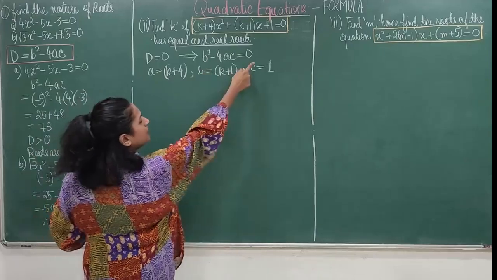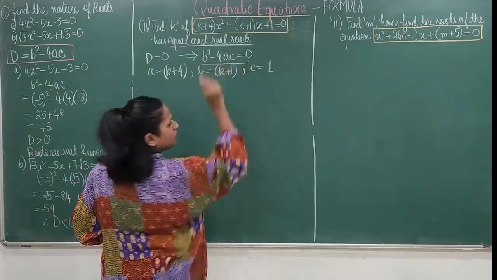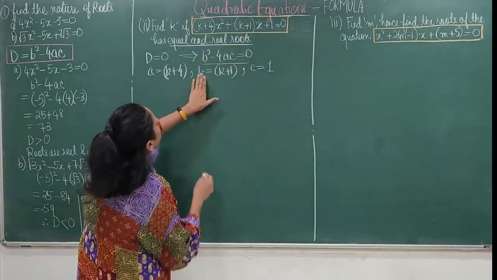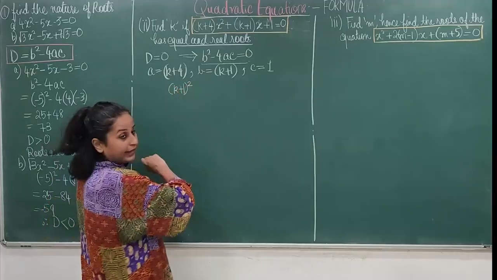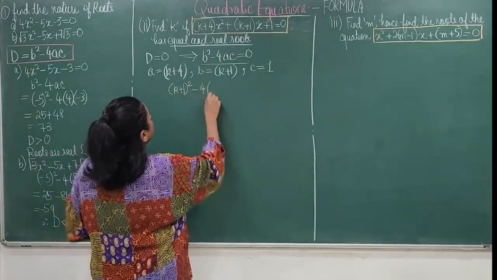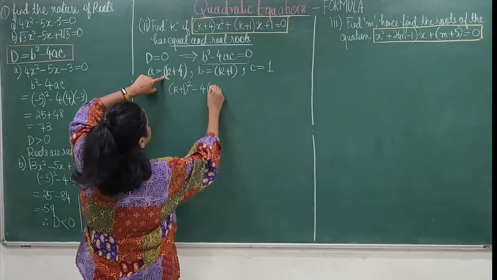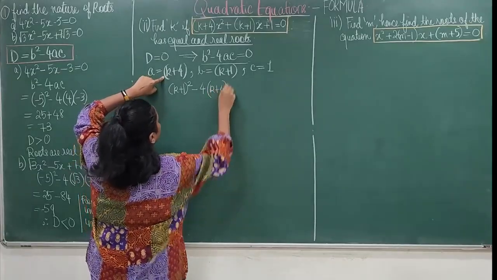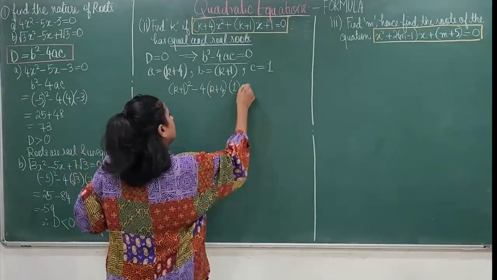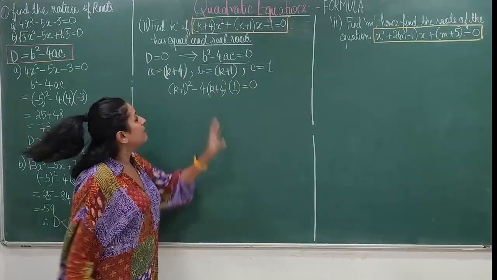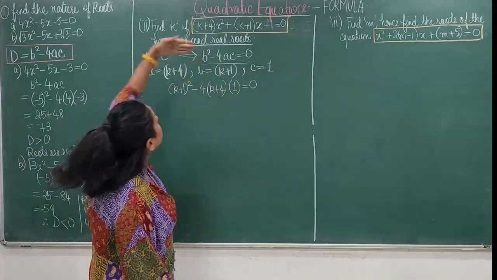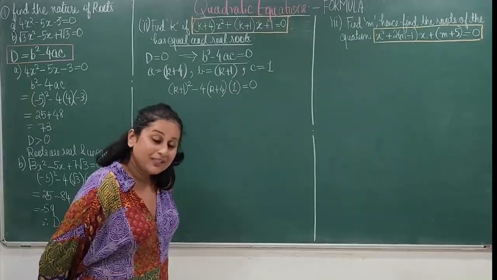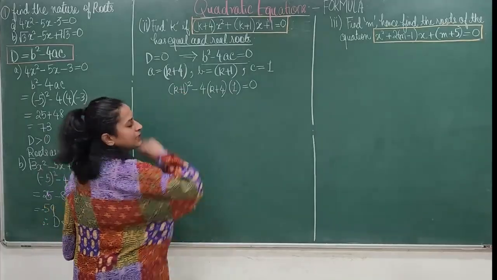So what should be equal to 0 according to this equation? What should be equal to 0? b square minus 4ac. b square means k plus 1 the whole square, minus 4ac, that is 4 into a. What is a? K plus 4, into c is 1. This should be equal to 0. I am just inputting the values of a, b and c in this already determined equation. Correct?